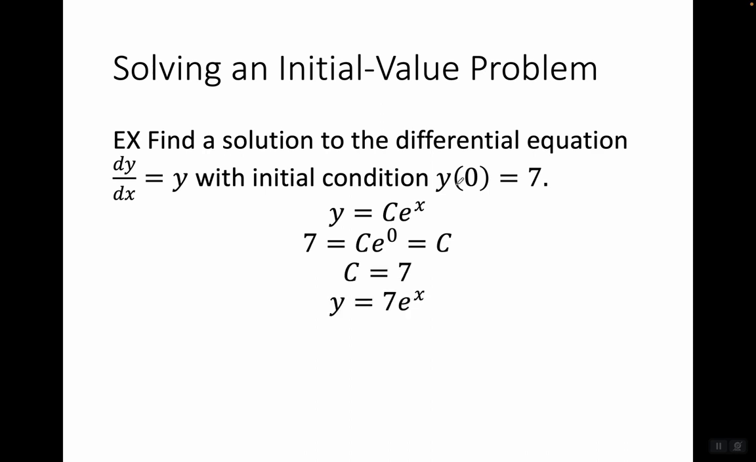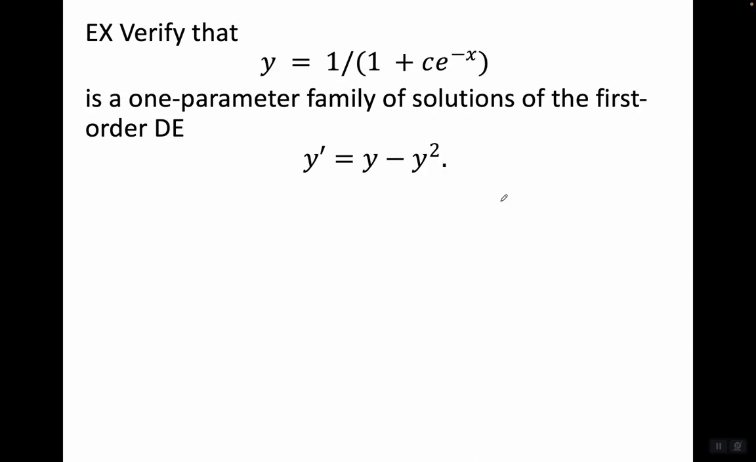So our solution to the differential equation is no longer just y equals c e to the x. We've nailed down what c is. The solution is y equals 7 e to the x. And we were able to do that because we were told this additional piece of information, this initial value.